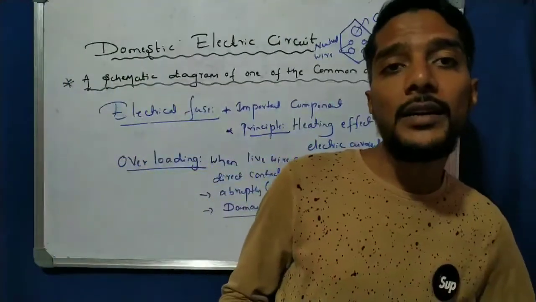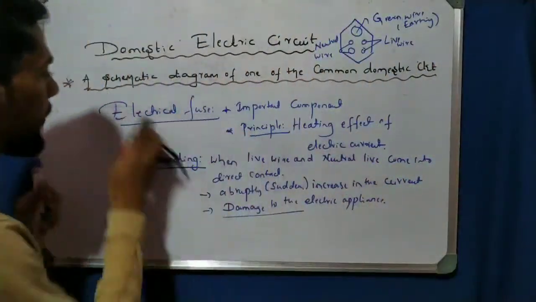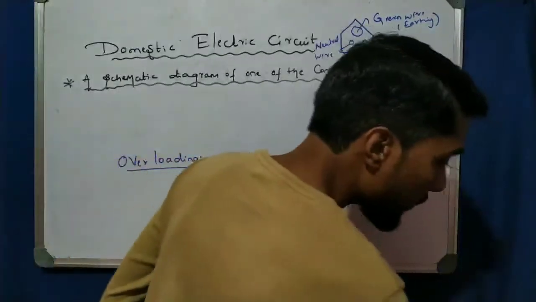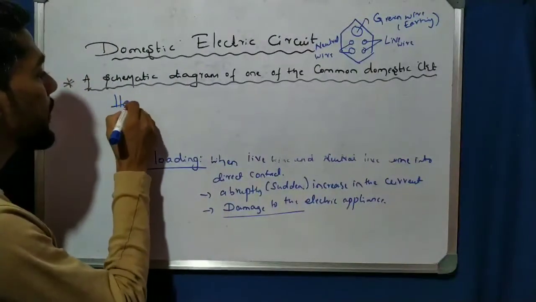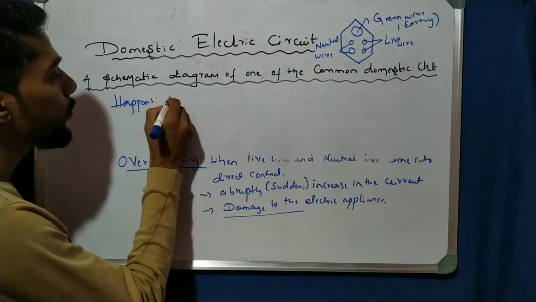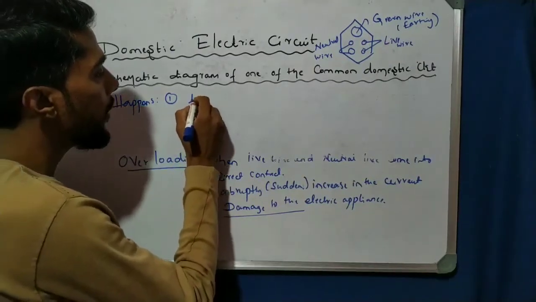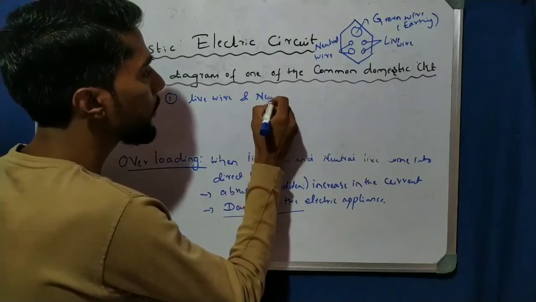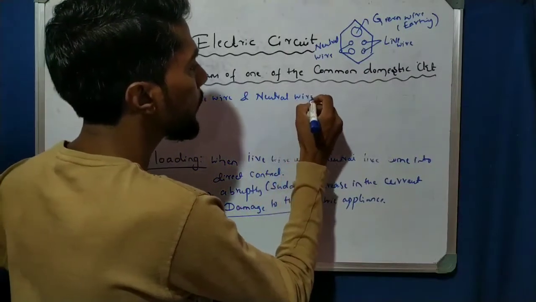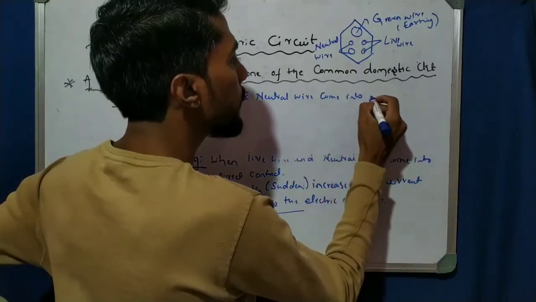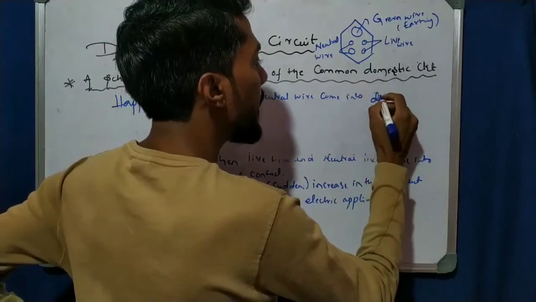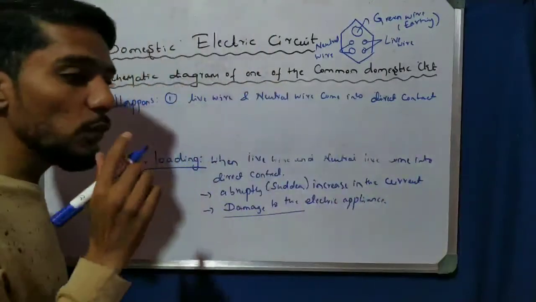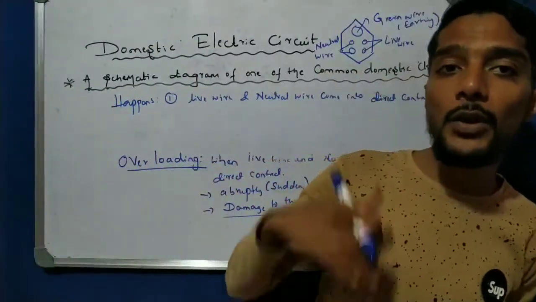So what is the reason behind that overloading? There are some points, so I will write them here one by one. Why does overloading happen? The first point is that the live wire and the neutral wire come into direct contact. This is the first reason for overloading.